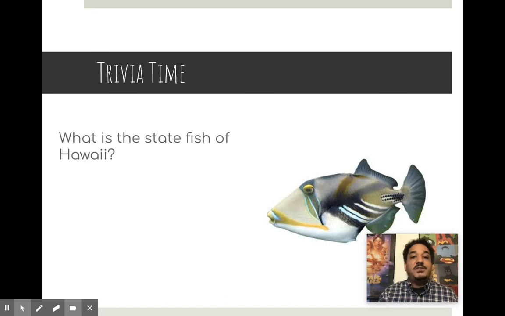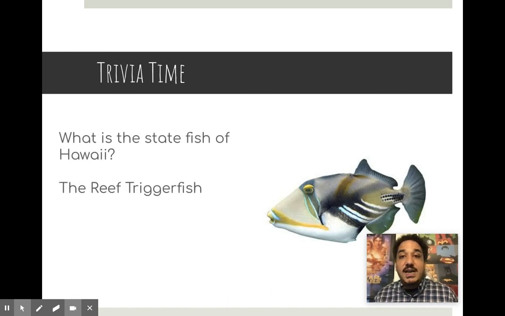But now, I want to teach you the state fish of Hawaii. Now, what is the state fish of Hawaii? It is the reef triggerfish. And you might be like, Mr. G, that's not interesting. And you're right, it's not. But in Hawaiian, the reef triggerfish has a pretty interesting and cool name.